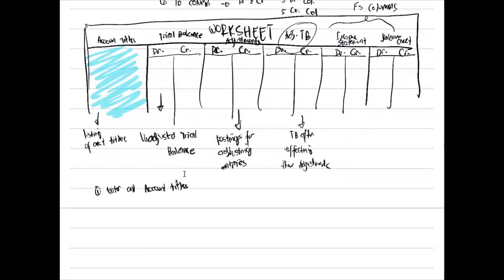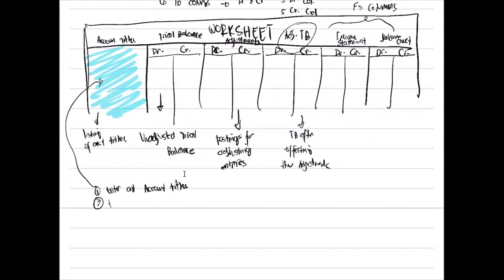Okay, so that is on your account titles area. So dito siya. Dito nyo ilalagay yung account titles. And then, enter the unadjusted balances to the first debit and credit column.